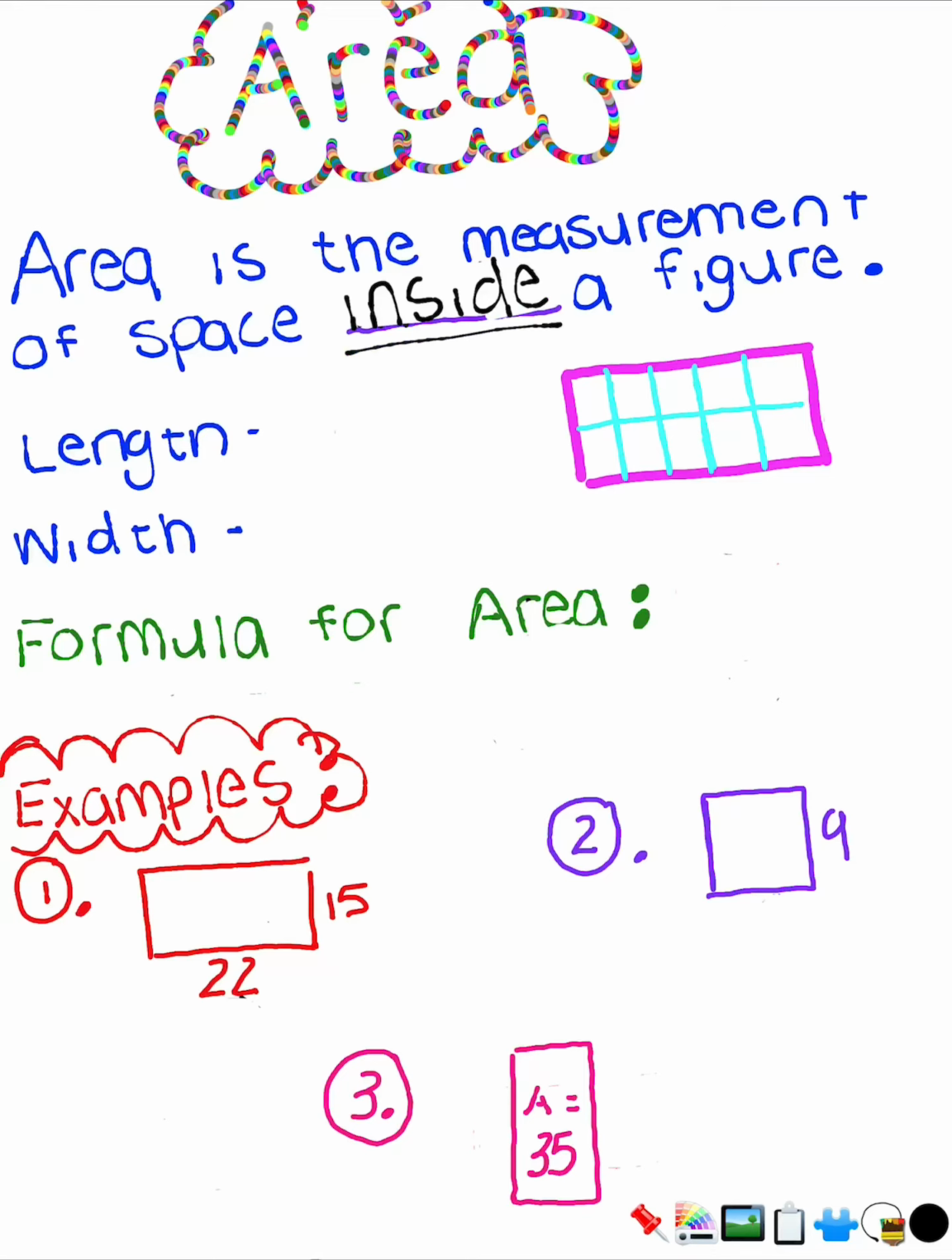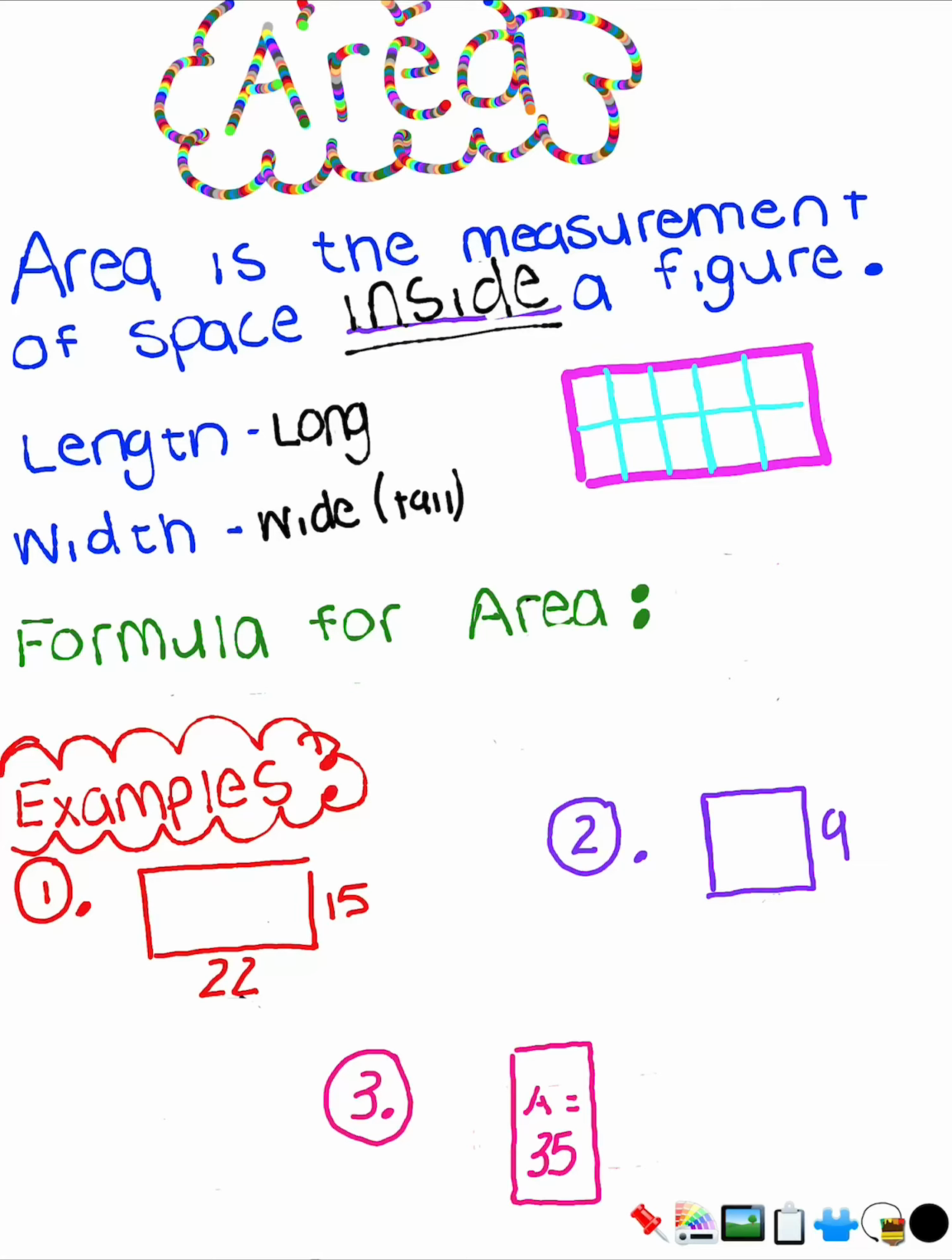So we still need to know two vocabulary words to do area. The first one, same as before, is length. How long our rectangle or square is. And our width, how wide our rectangle or square is. We can also think about width as how tall it is.